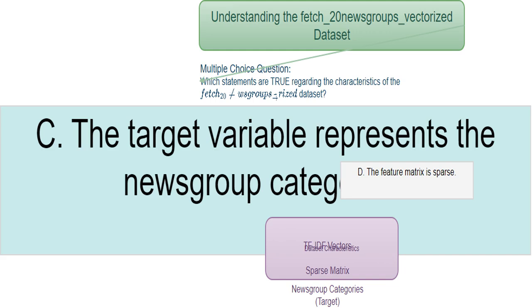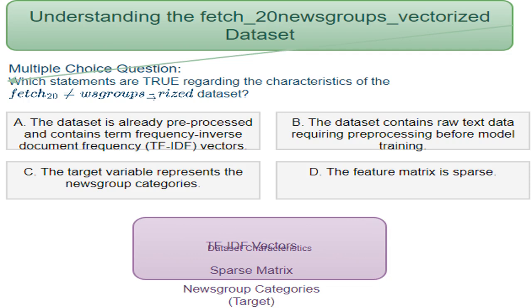Here, I determine if most of the values in the feature matrix are zeros. This is common with TF-IDF, as most words won't appear in every document. I'm examining the fetch_20newsgroups_vectorized function in scikit-learn, which provides vectorized data, meaning the text data has already been converted into a numerical representation using a method like TF-IDF.